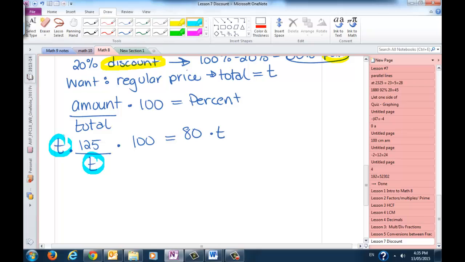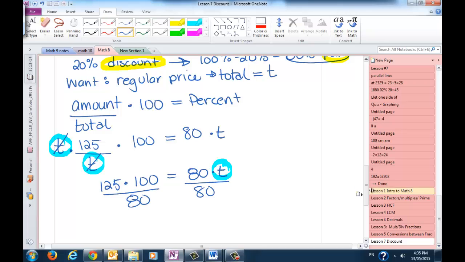Now T is just a number, so just as 5 divided by 5 is 1, or 100 divided by 100 is 1, or 1,000,000 divided by 1,000,000 is 1, T divided by T is 1. So the T's on the left-hand side divide out, and I'm left with 125 multiplied by 100 is equal to 80 multiplied by T. Now again, I'm trying to solve for T. I need to get T by itself. So I'm going to divide both sides by 80.